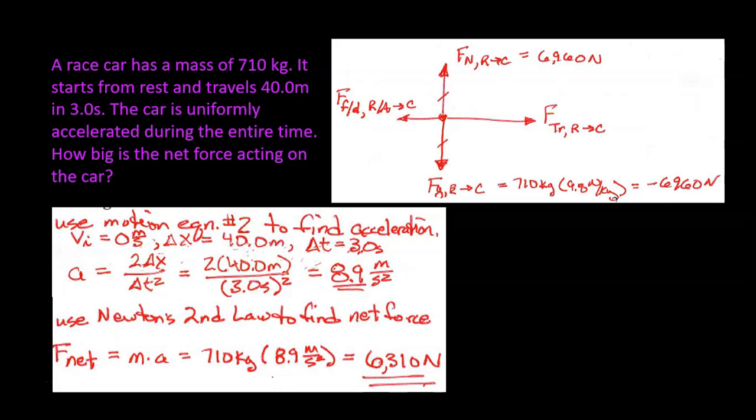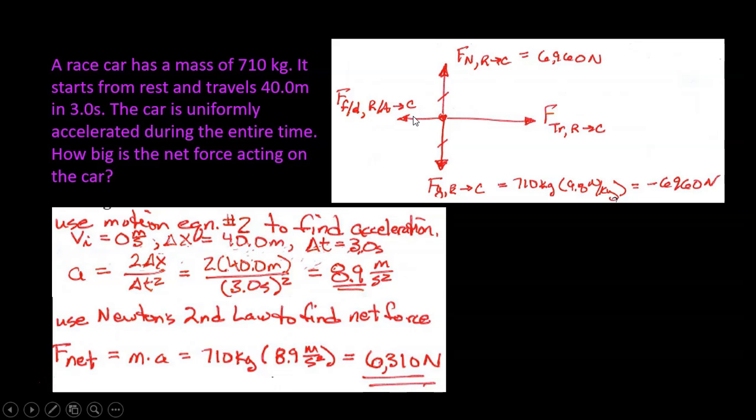Now I need to go ahead and use Newton's second law to find the net force. And the net force is equal to the mass times the acceleration. So I plug in my mass, I plug in my acceleration, and I find out that the net force is 6,310 newtons. Now that just tells me that the traction force is 6,310 newtons larger than this friction drag force.